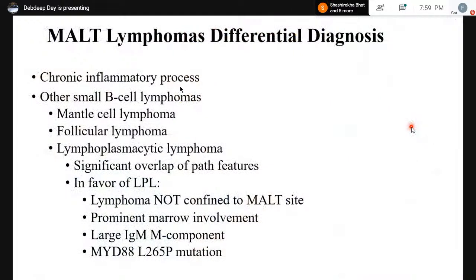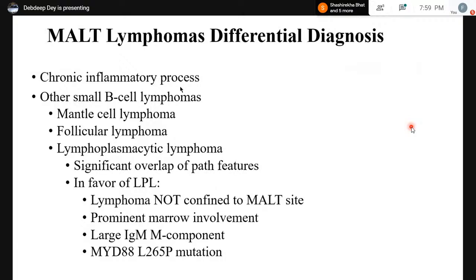So what are the differential diagnoses? As you can see, if there is a subtle lymphoid infiltrate, a chronic inflammatory process always comes into the picture. And other small B-cell lymphomas, we have the mantle cell, the follicular lymphoma, the lymphoplasmacytic lymphoma. Mantle and follicular are very easy to differentiate because mantle cell lymphoma will have CD5, cyclin D1 and SOX11 positivity, while follicular lymphoma will have CD10, BCL2 and BCL6 positivity.